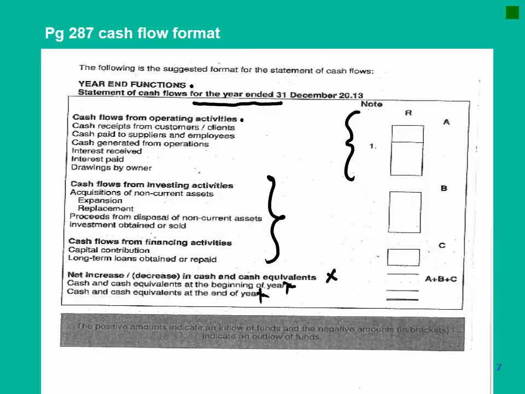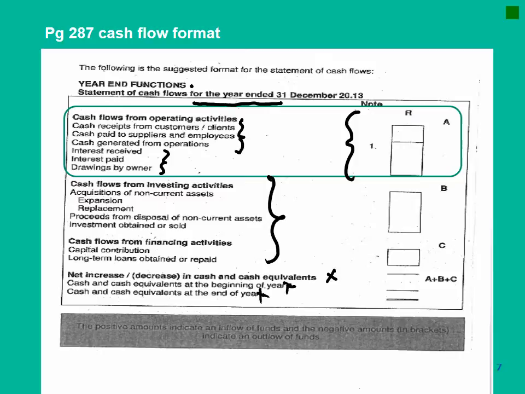So under cash flows from operating activities, we're first going to show cash receipts from customers, cash paid to suppliers and employees, cash generated from operations. Then there are certain items that we show separately: interest received and paid, and drawings. This cash flow statement is for a sole trader. You also have to know how to do cash flow statements for a company. So we are doing this first part, part A. You will see here, part B will give you cash flow from investing activities, part C, cash flow from financing activities. So the three added together will be the increase or decrease in cash for the year.